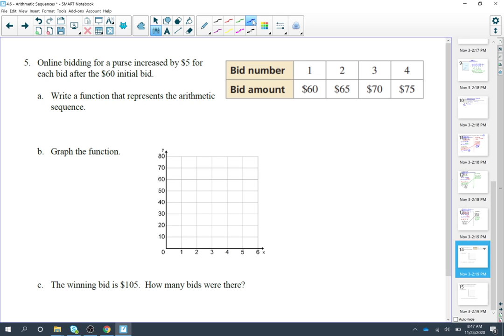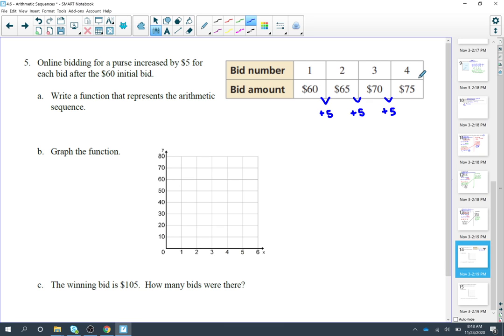So if we take a look at what's going on here, we have our table, and the first bid was the initial bid, and you had to bid at least $60. Okay? Then after that, we went up by 5, we went up by 5, we went up by 5. So each time the bid increased by $5.